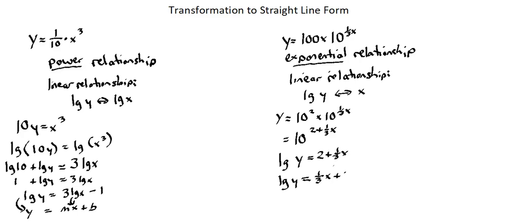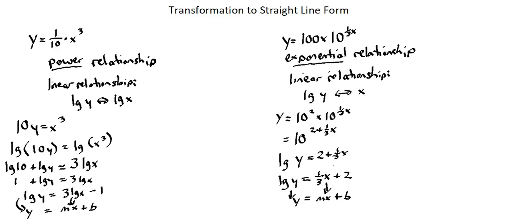And again, looking at the slope-intercept form of the line equation, y equals mx plus b, I see that my variable log of y is in the place of y, and x is in the place of x. So I've created a linear relationship based on the exponential relationship given between y and x. I've created a linear relationship between log of y and x.